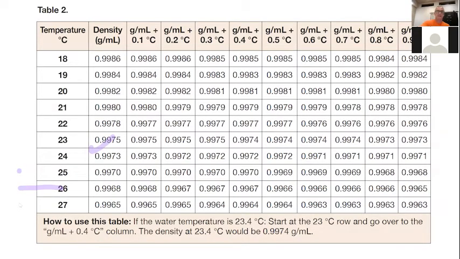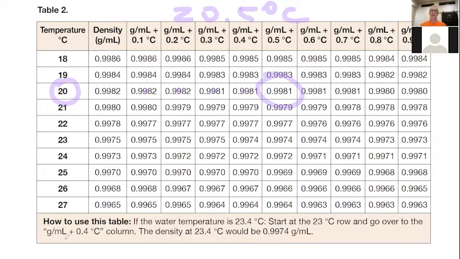Here are the densities. So to use this, we just measure the temperature in the room. Let's say it's 20.5 degrees C. So we would go to 20, and then I would go across 0.1, 0.2, 0.3, 0.4. There it is, 20.5. So the density of my water, 20.5, is 0.9981.